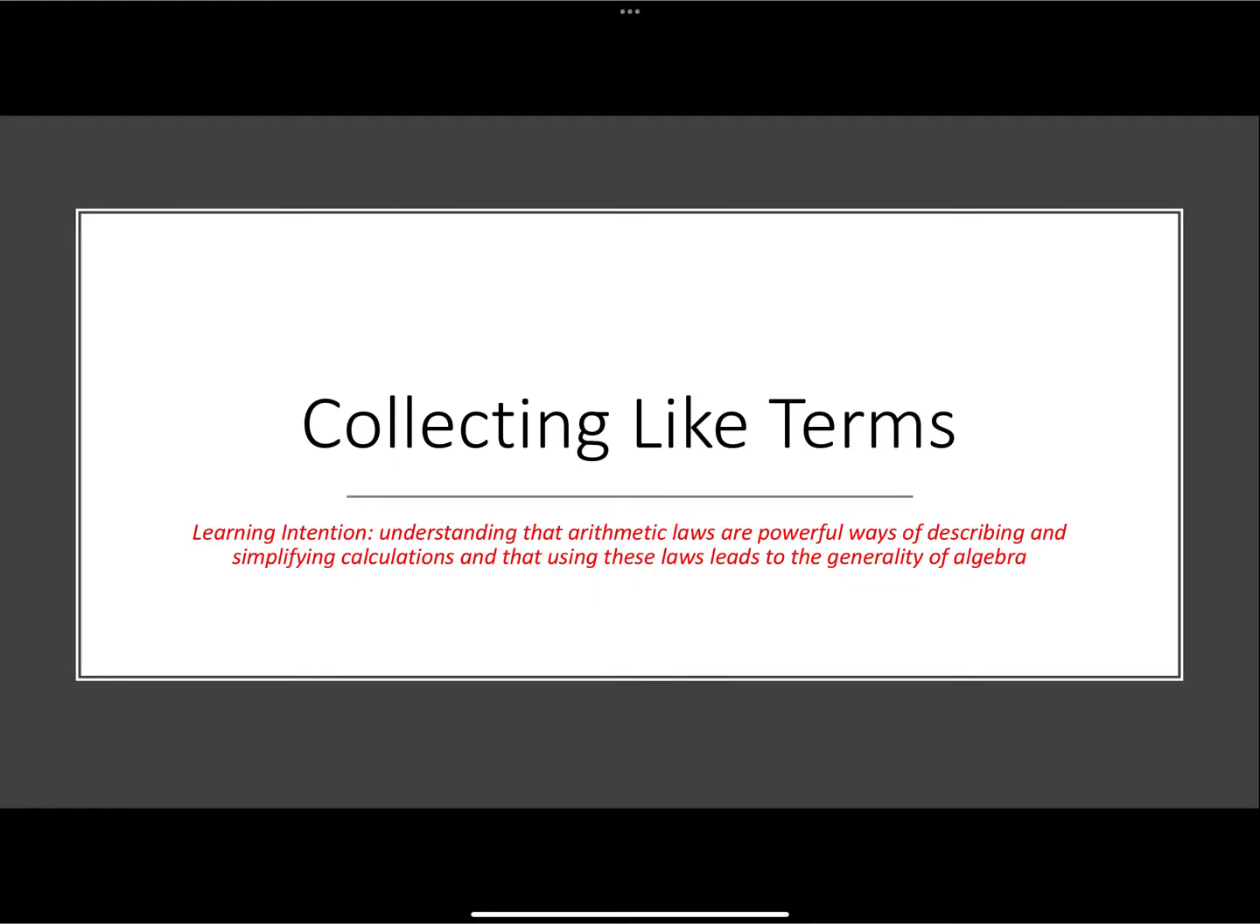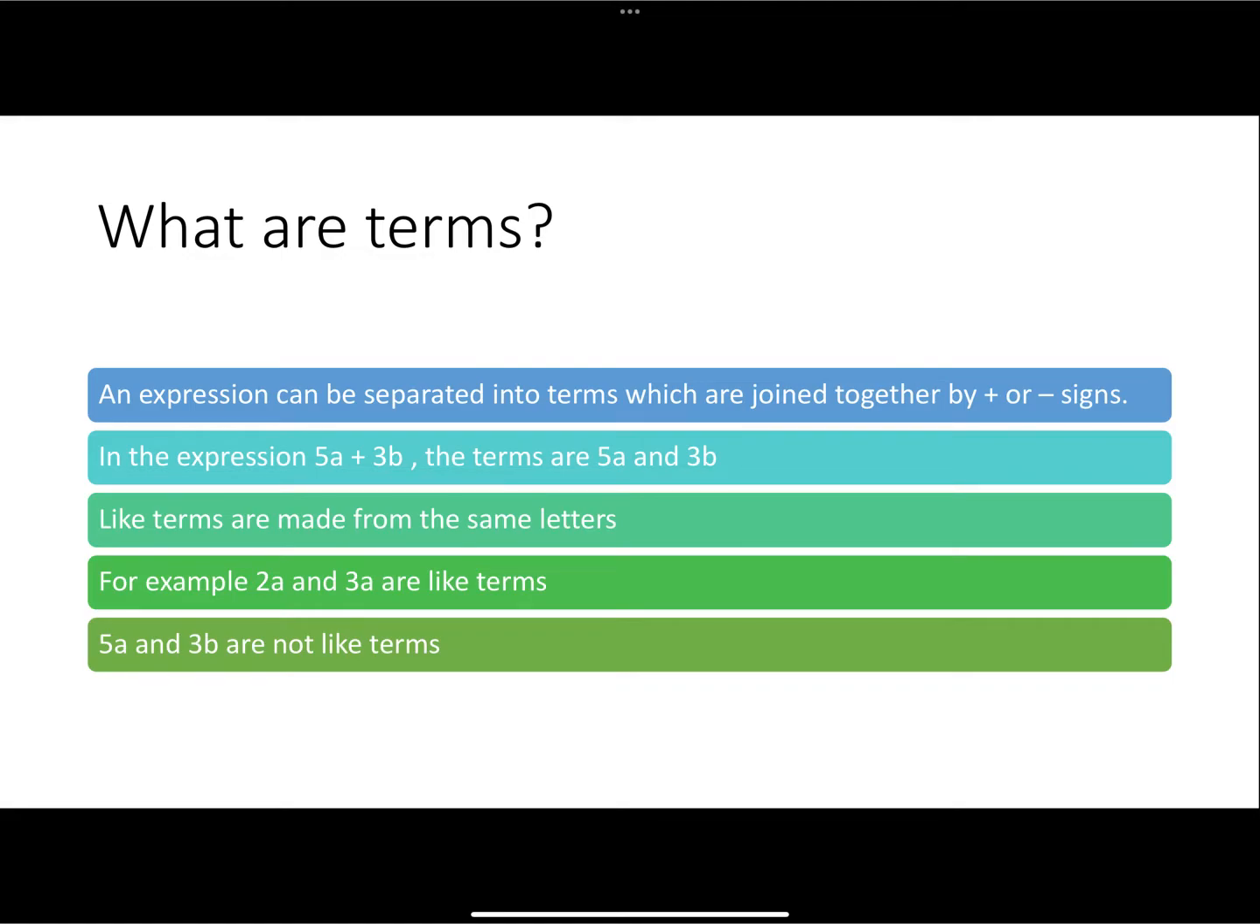So this little video is just going through the PowerPoint presentation that we're using in algebra called Collecting Like Terms. So what are terms? A term is an expression that can be separated into terms that are joined together by positive or negative signs or addition or subtraction signs. In the expression 5a plus 3b, the terms are 5a and 3b.